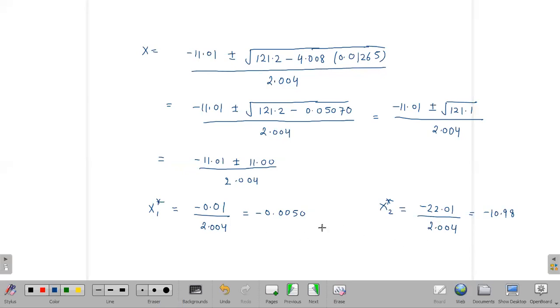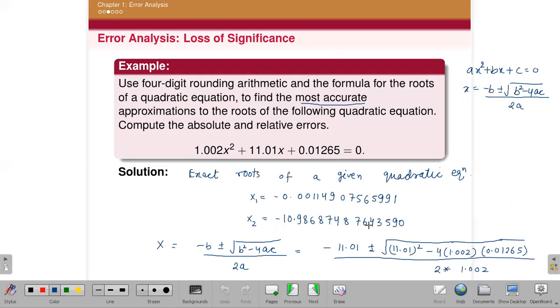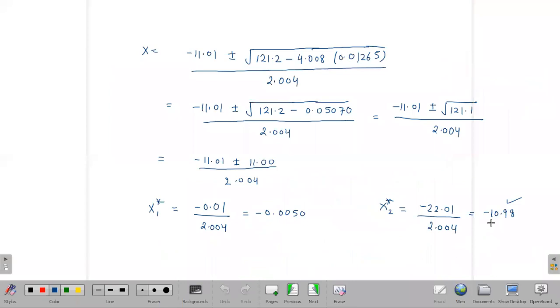So these are two approximations of the exact values of the roots. Here, if I take the negative sign, minus 11.01 and minus 11.00, you are adding these two values, and you get x2 star from here. Now if you compare this approximation with the exact value, I think it is acceptable. Using 4-digit arithmetic it is minus 10.98 and the exact is also minus 10.98. So that is the most accurate approximation you can say.